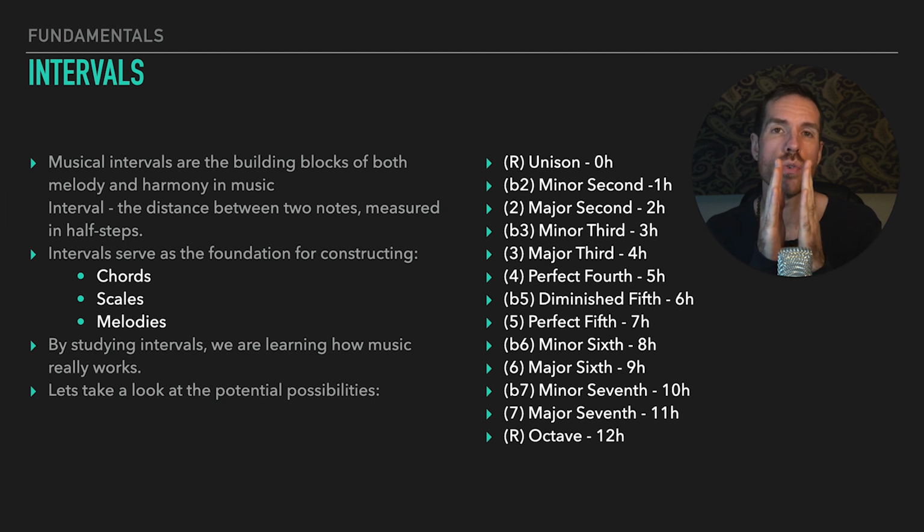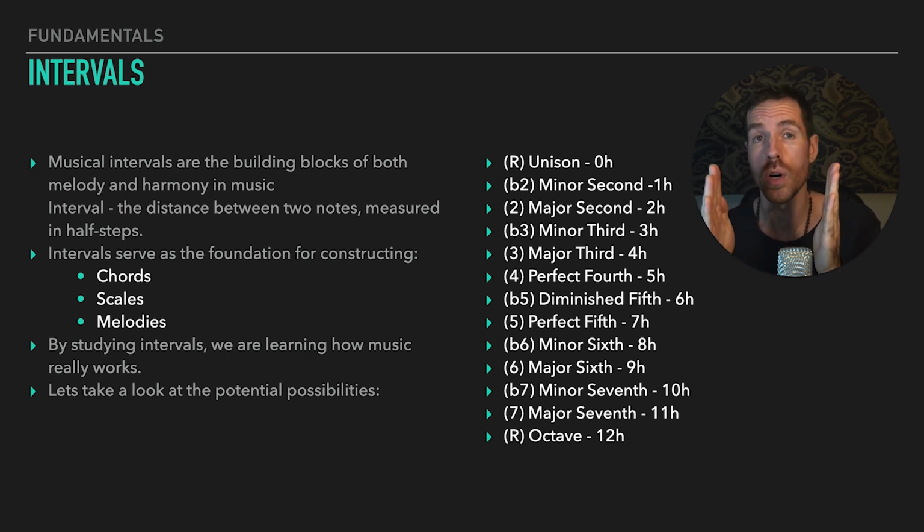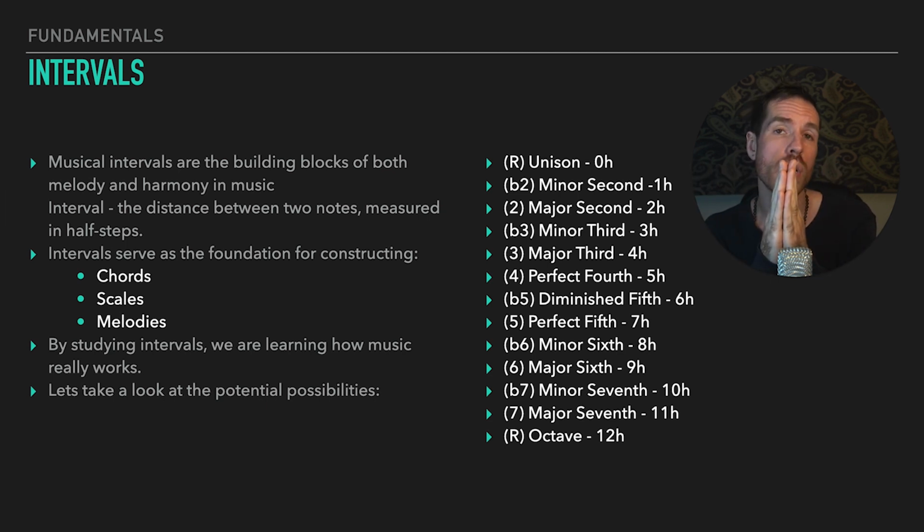We're just measuring how far away two notes are from one another. And we can do that by measuring them in half steps. Depending on how far they are, we give them a name. At this point, it's not that important to memorize all of them, although one day you may like to do that. For now, just read the names, think about it a little bit, and simply understand that intervals are just two notes separated by an amount of half steps. Depending on how far away they are, we give them a name, and that's it.